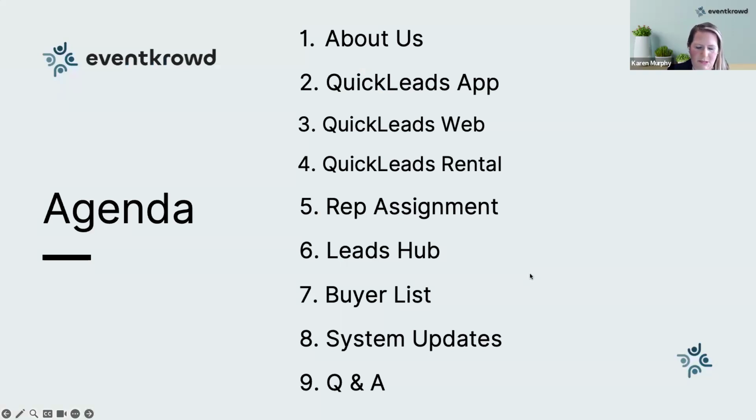So we're going to touch on a quick overview about Event Crowd, go ahead and jump into the QuickLeads suite of tools. We'll spend some time just reviewing rep assignment and also the Leads Hub. And we'll discuss a little bit about the buyers list this time, and some of our system updates. And last but not least, we'll wrap up with Q&A, just to go over any questions that might come up and make sure everybody has a chance to ask any questions that come along.